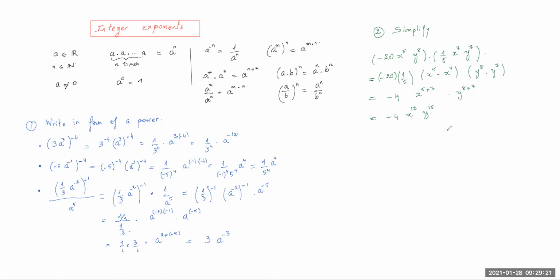Okay. Let's explore another kind of question for this one. Let's see this one, for example. Eliminate, for example, they ask you to eliminate a negative power.